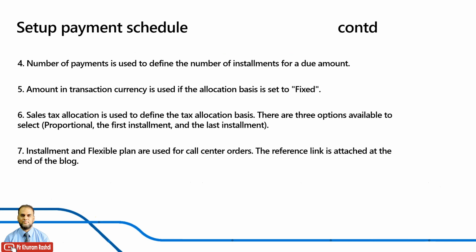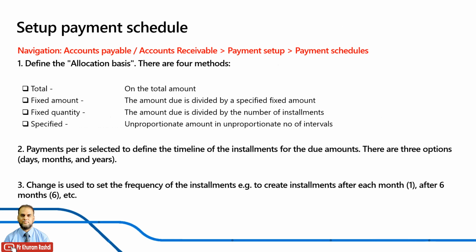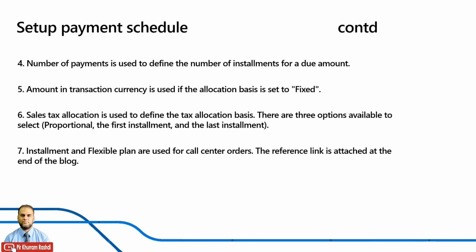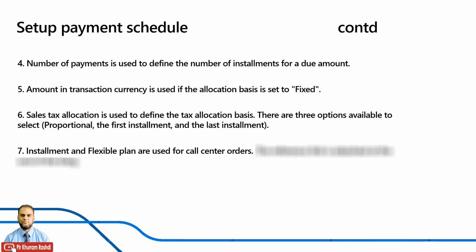Number of payments is used to define the number of installments for a due amount. So in this way you can define how many installments there will be by using the number of payments field. It will be available when you select quantity as a method of allocation, like here I have defined fixed quantity. Amount in transaction currency is used if allocation basis is set to fixed. So here you can see fixed amount. When you select this allocation basis, then you can define amount in transaction currency.